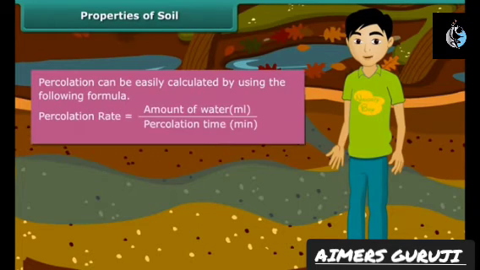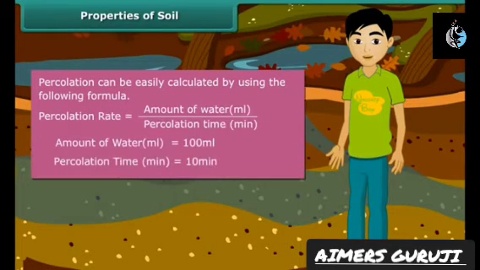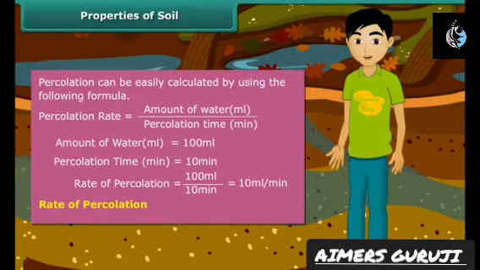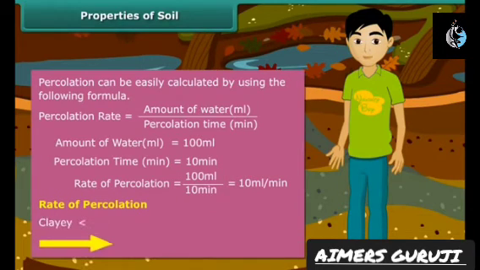Suppose that for a certain soil sample, it took 10 minutes for 100 milliliters to percolate. Then, rate of percolation will be equal to 10 ml per minute. Rate of percolation is different for different soils. Sandy soil can absorb more water than clay and loamy soil.